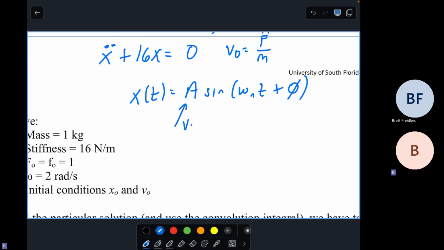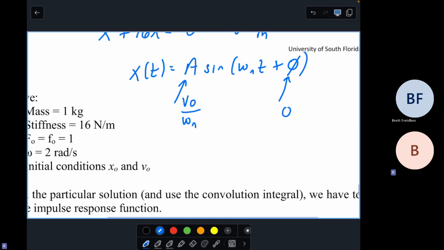This A ends up being v naught over omega n. And this phi ends up being 0 because x naught. What is x naught? 0. We assume there's no initial position. So that means that x of t will be v naught over omega n sine omega n t.